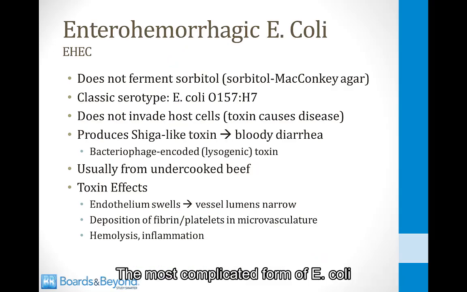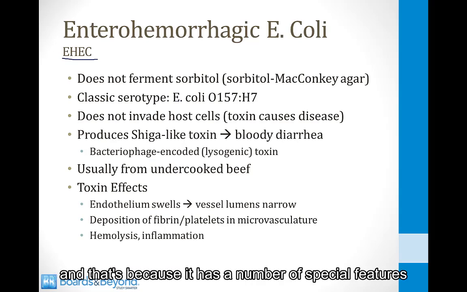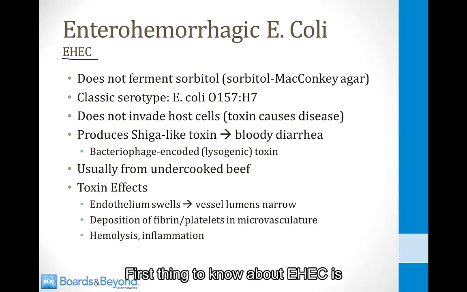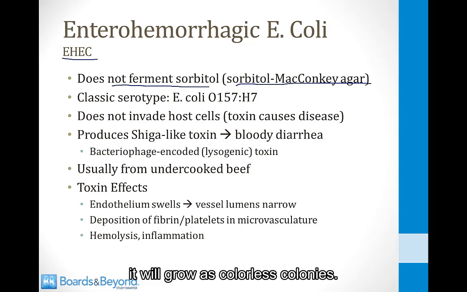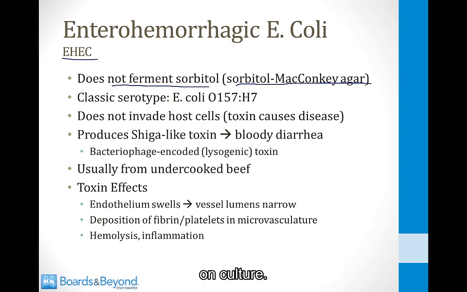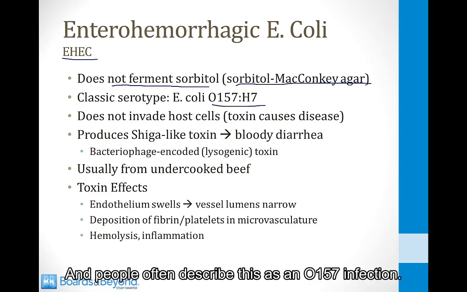The most complicated form of E. coli to remember is the enterohemorrhagic or EHEC E. coli, and that's because it has a number of special features and it also can cause serious systemic illness. First thing to know about EHEC is that it does not ferment sorbitol. So if you grow it on sorbitol McConkey agar, it will grow as colorless colonies. And I talk about this in more detail in the module on culture. The classic serotype of enterohemorrhagic E. coli is called O157:H7, and people often describe this as an O157 infection.